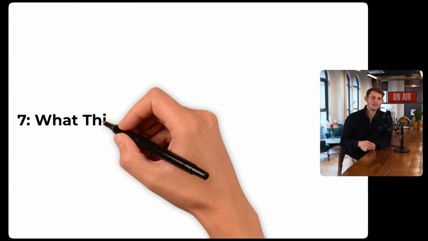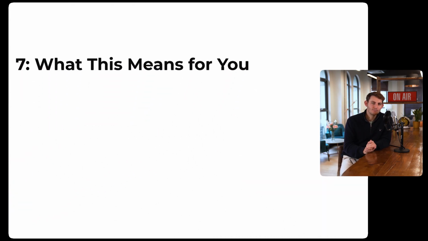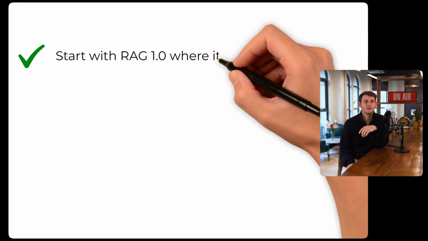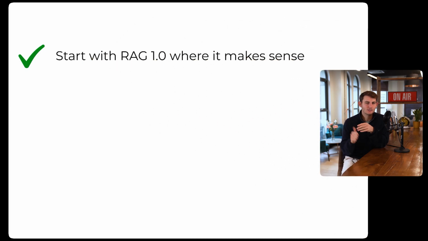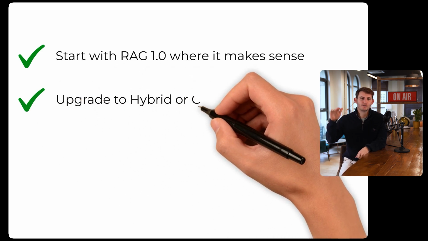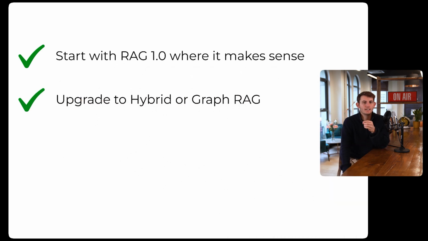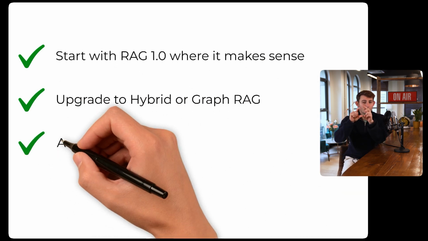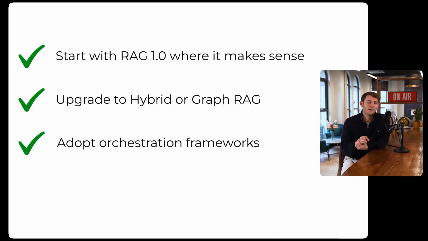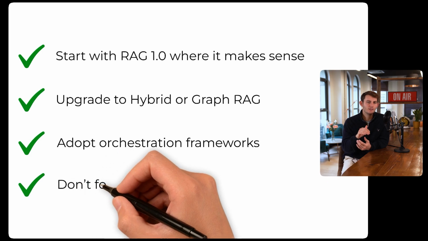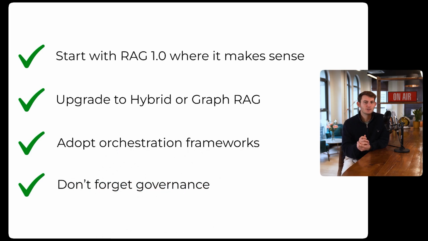So what should you do if you're leading AI in your organization? Start with RAG 1.0 where it makes sense. Simple bots, internal search, absolutely fine. Upgrade to hybrid or graph RAG once your data grows complex or cross-referenced. Adopt those orchestration frameworks when accuracy, reasoning, and traceability start to matter. And don't forget governance, traceability, and source attribution are now becoming regulatory expectations.